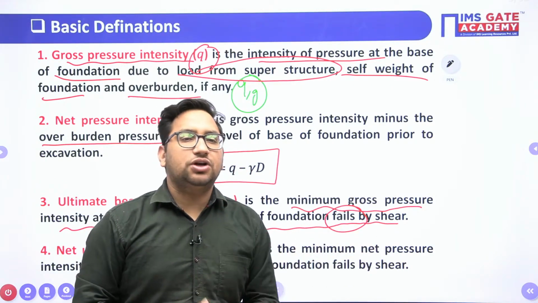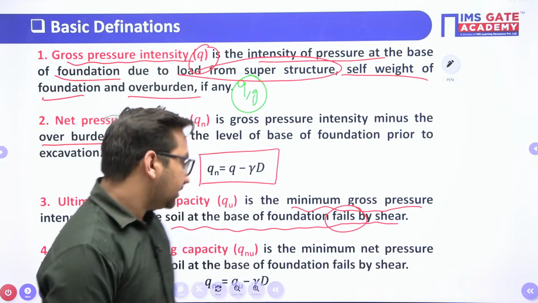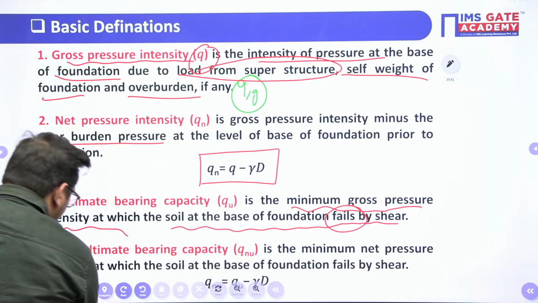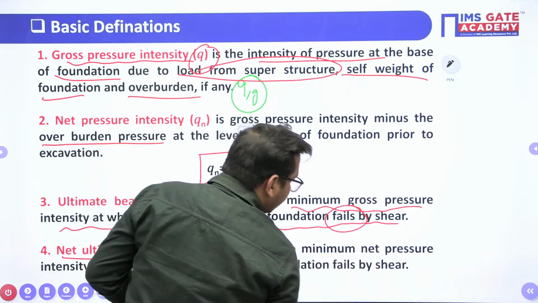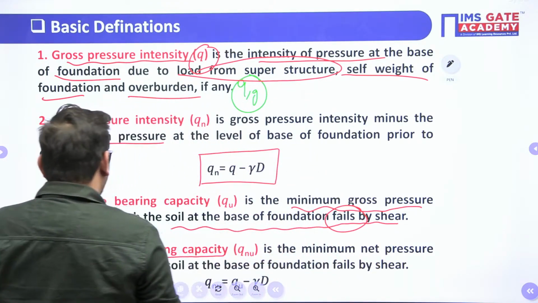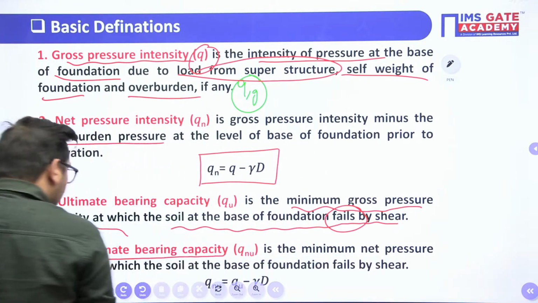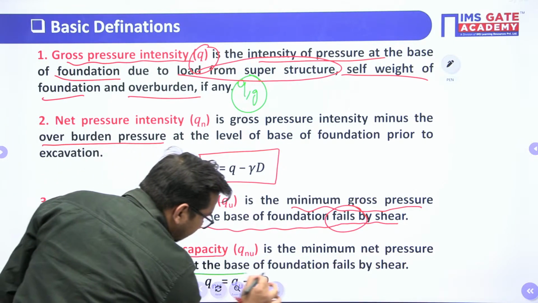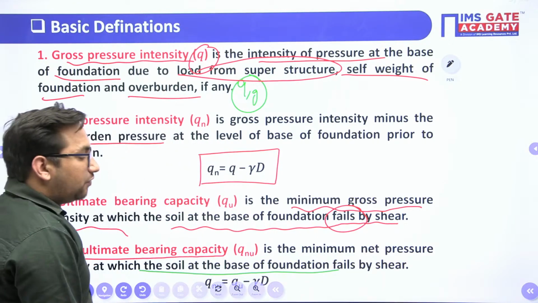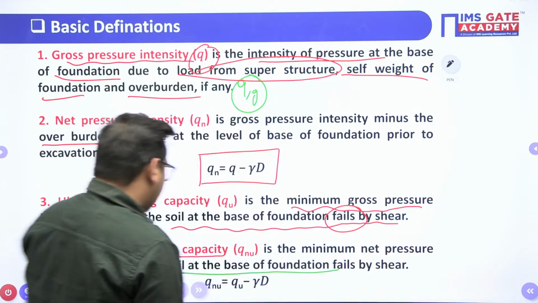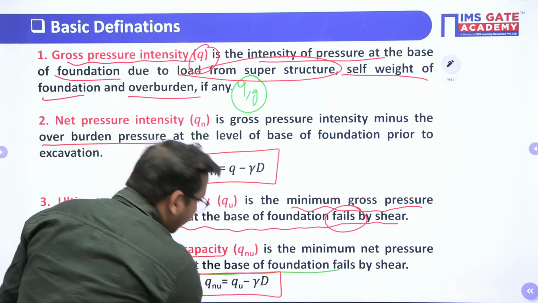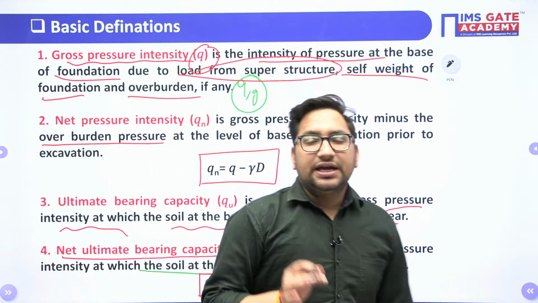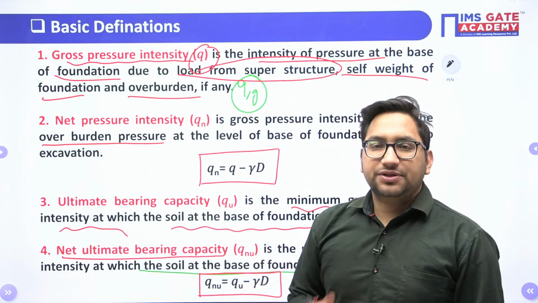I hope this concept is clear, right? Similarly, if you subtract from this gross pressure value or ultimate bearing capacity value the weight of the soil above the base of the foundation, it is going to give you the net ultimate bearing capacity.